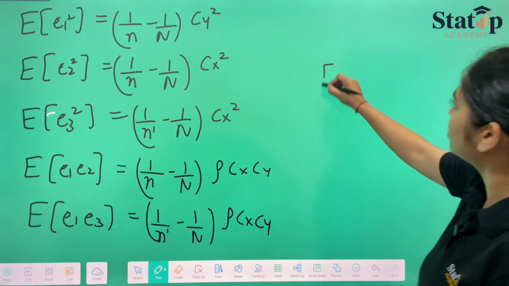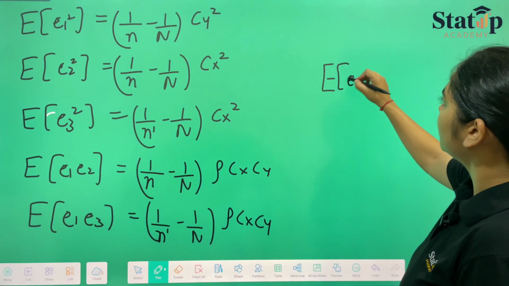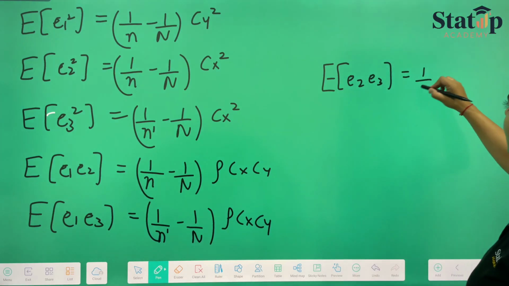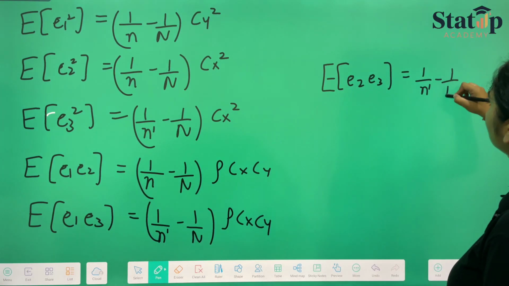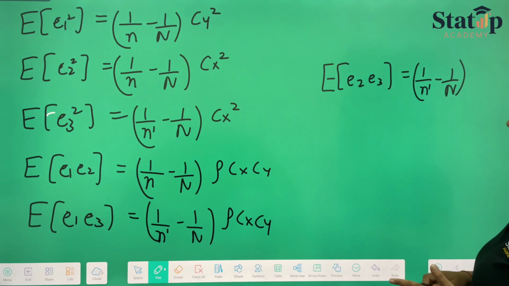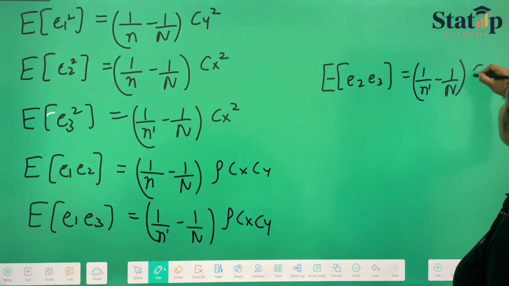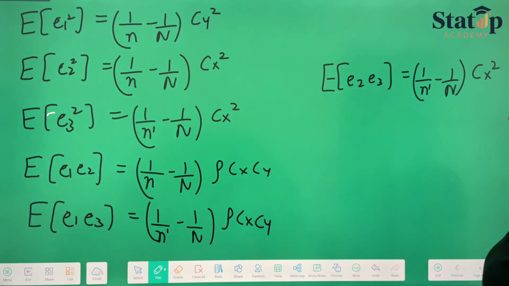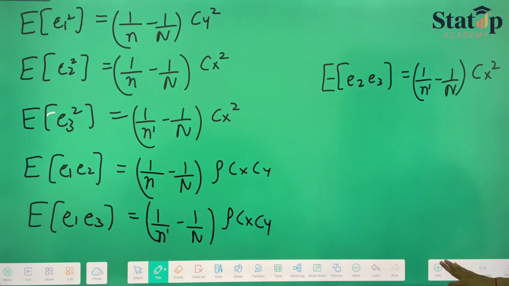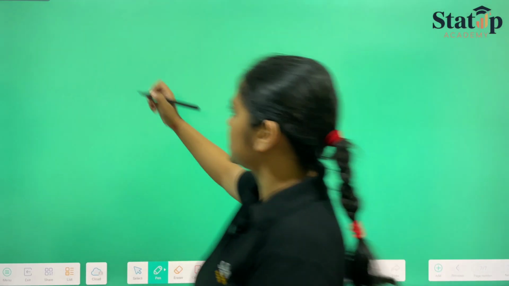Now estimation of E2 E3 is 1 upon n prime minus 1 upon capital N Cx square. These are the values again taken from ratio estimator. So putting the values in MSE formula.